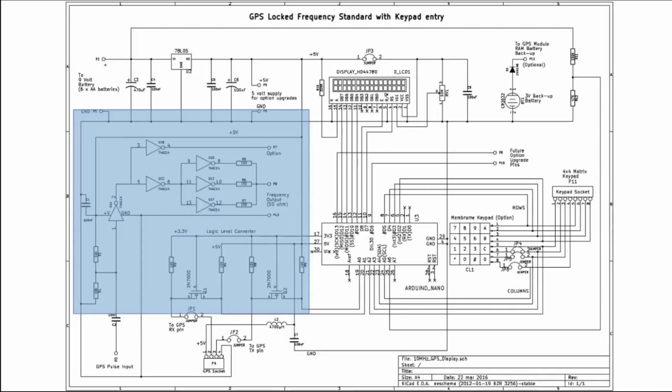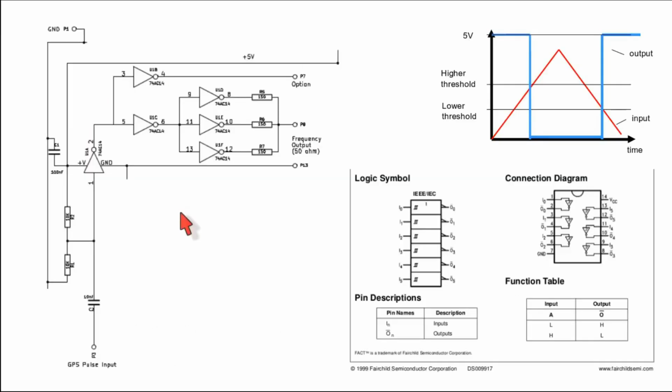I decided to copy the output stage Louis Cully used in his Arduino controlled GPS frequency reference standard mentioned earlier. Here are the schematics for his design. The output stage is in this highlighted area. On the left is the output stage again, this time with all other components removed. It uses 6 Schmitt-Trigger inverters integrated into one chip, 74AC14. On the lower right, you see parts of the datasheet with the pinouts and the function table.